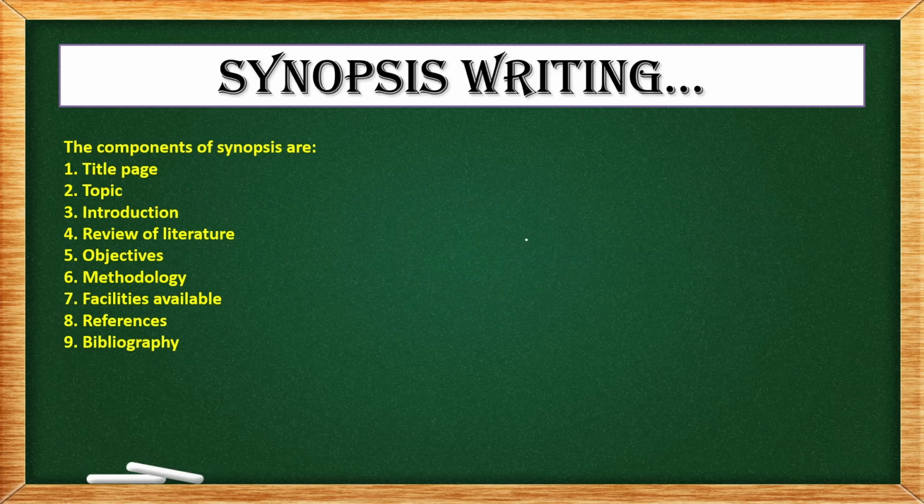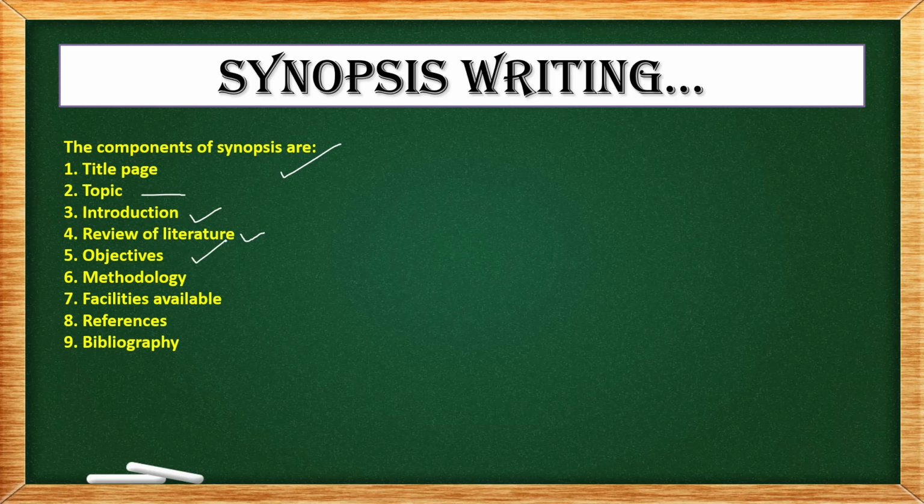The format and components of a synopsis are, first of all, the title page, where we write the main topic, affiliation, name of the person, and topic. These details are written on the first page. Then the topic, where we highlight the topic. Then we start with the introduction. Then the review of literature: whatever work has already been done related to the topic.